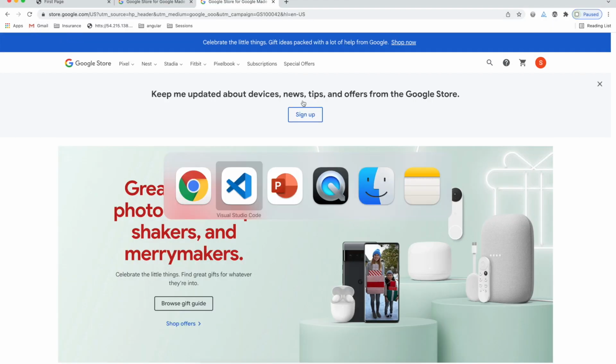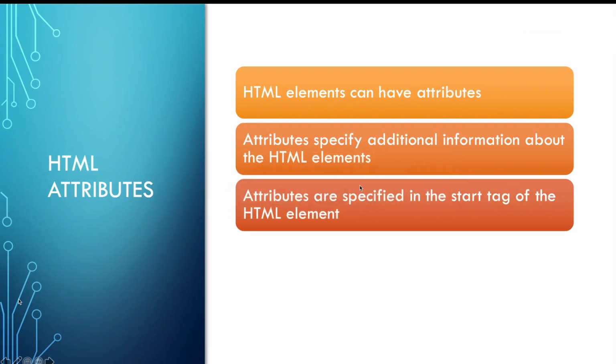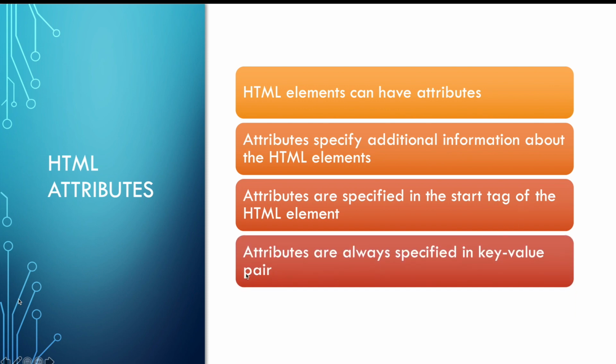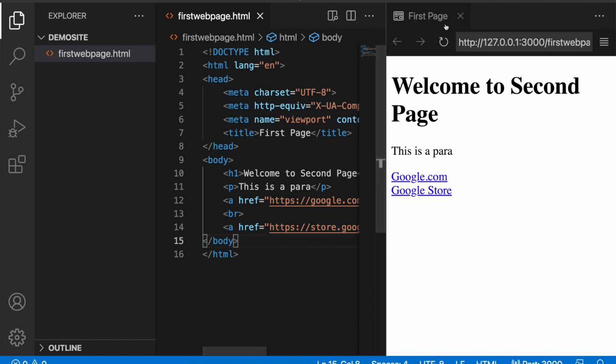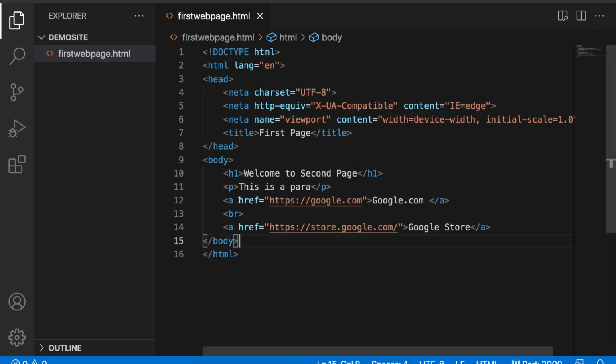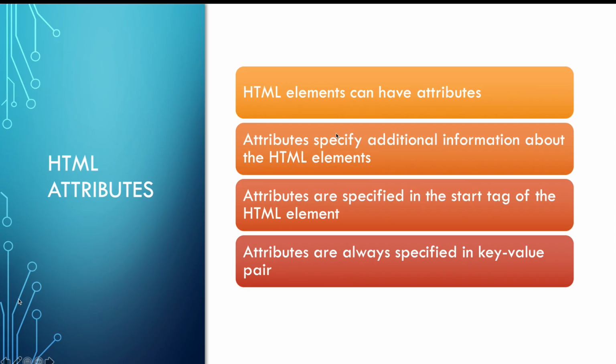So basically, we need to understand that all the attributes are specified in the start tag of the element. Attributes are always specified as key and value. So you can see here in this example, href is the key, this is the value. Here you can see name is the key and viewport is the value.